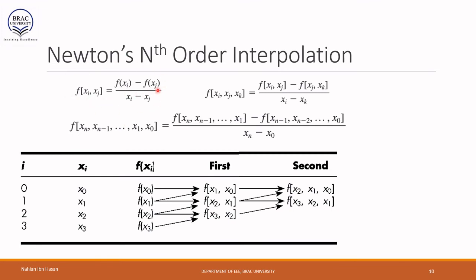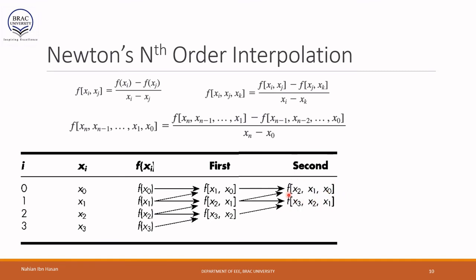Which is f of xi minus f of xj divided by xi minus xj. So f of x1 comma x0 can be easily determined by f of x1 minus f of x0 divided by x1 minus x0. Similarly, by taking other two variables, let's say x1 and x2 and the corresponding function values, we can determine this second two variable function value, that means f of x2, x1. Similarly, using f of x2 and f of x3 with the help of x2 and x3, we can determine this second order function value.